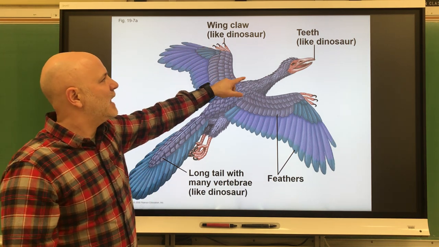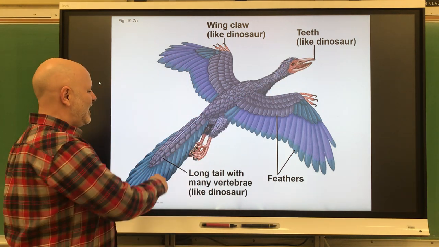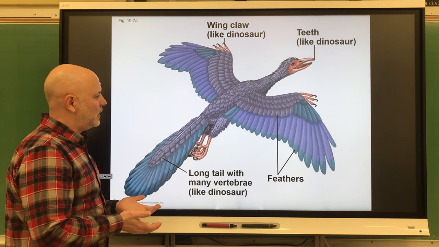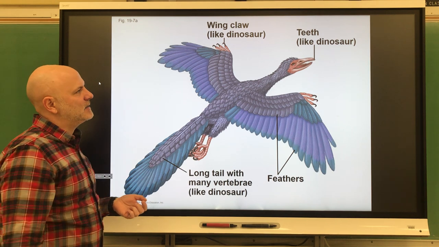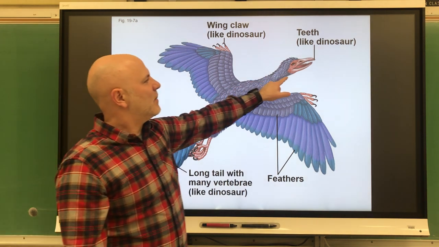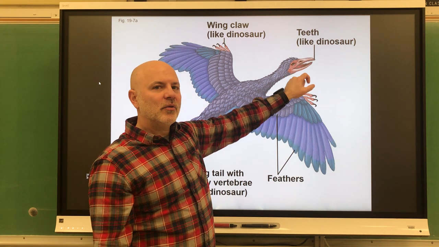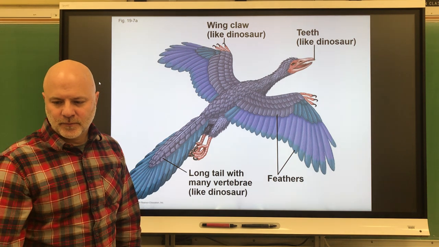No modern bird has that. It had teeth. No modern bird has that. It has vertebrae in its tail. No modern bird has that as well. They might have tail feathers, but they don't have bones in that tail. All right. What's interesting about the teeth, though, is that birds will have teeth in their embryological stages, but they lose them before they hatch.